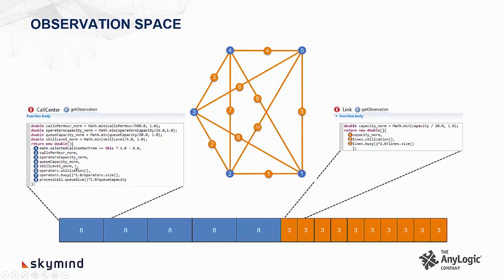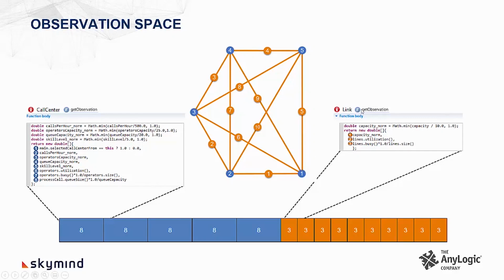The next 4 elements are normalized values of this call center, like calls per hour, operator's capacity, queue capacity, skill level. The last 3 elements are mean utilization of operators, current ratio of busy operators, and current ratio of used queue capacity. So basically, each call center has these 8 elements that tell us what is happening in this call center, and we are going to have 5 of these sets of 8 numbers, one for each call center.